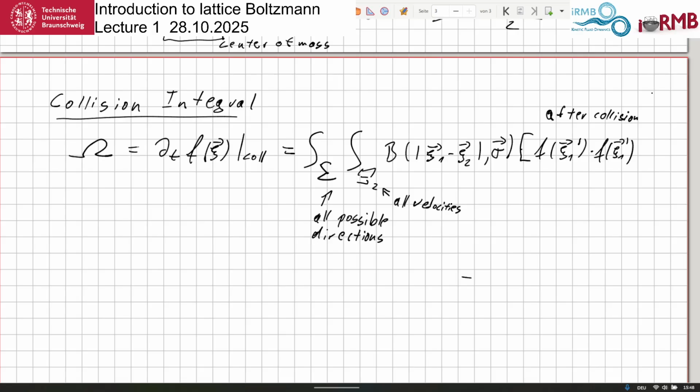Unfortunately, in this type of lecture, equations usually don't fit in one line, right? So there's the second term. This is xi, so minus the one that goes in. So why do we have minus here? So this is before collision.